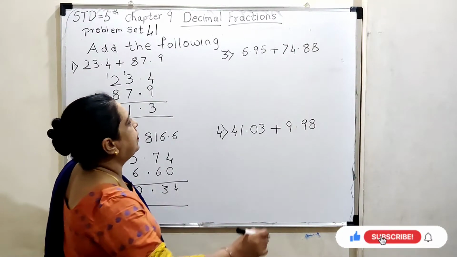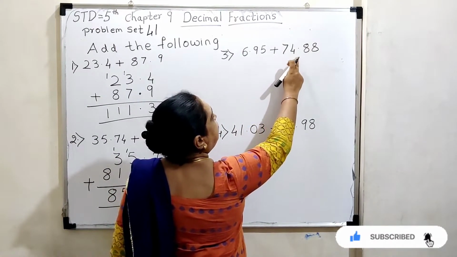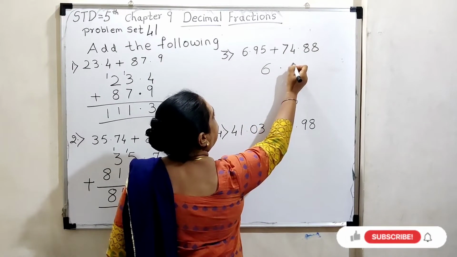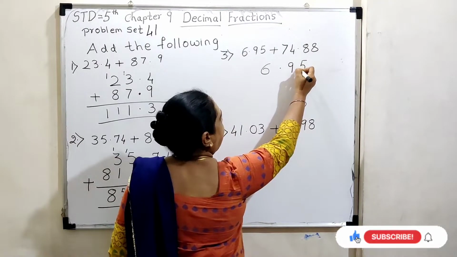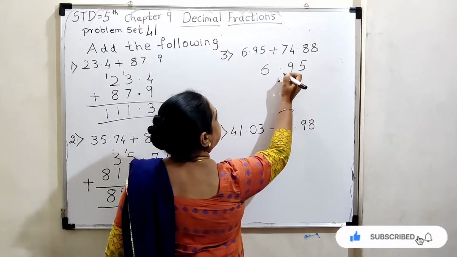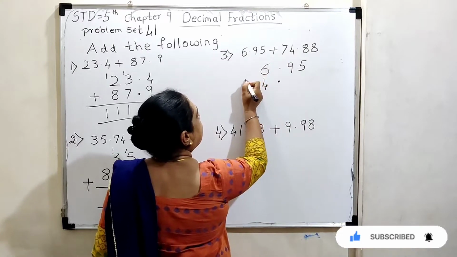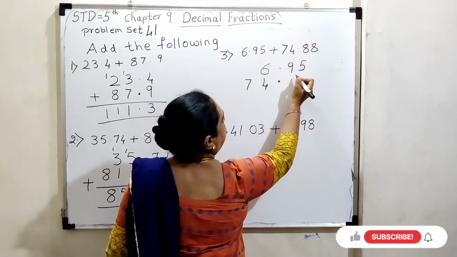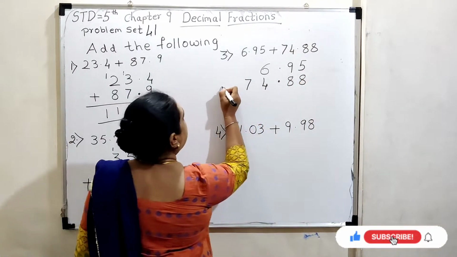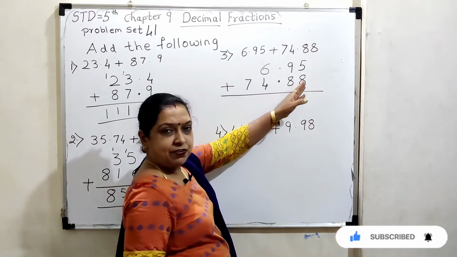Understood? Now, sum number 3. 6.95 plus 74.88. So first you will write this number, 6.95. And as I told you, first you will write the point. Then before the point what number comes? 4, and before 4, 7. And after the point, 8, and again over here 8. Plus.